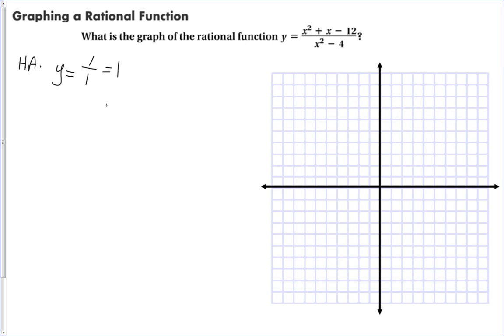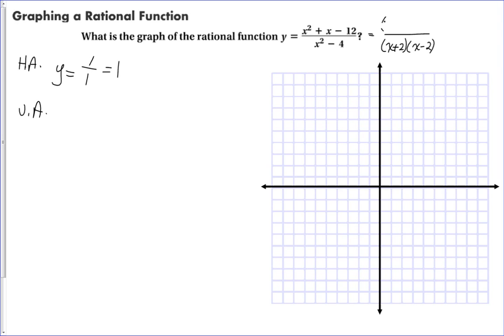The second easiest thing to do is find your vertical asymptotes. Remember, your vertical asymptotes are where the bottom of your function equals 0. So let's factor this out. x squared minus 4 is a special case, a squared minus b squared. So that comes to x plus 2 and x minus 2.